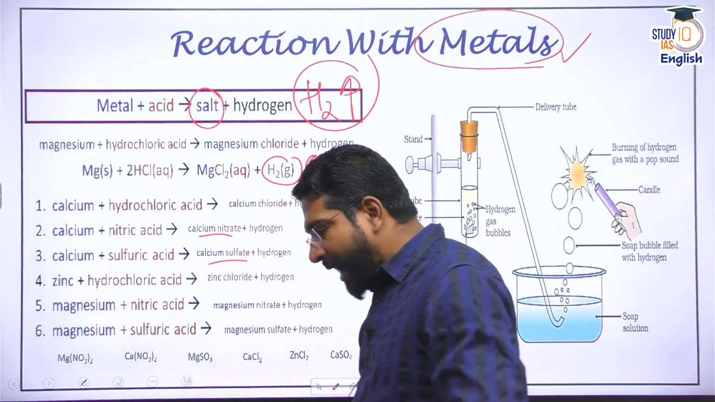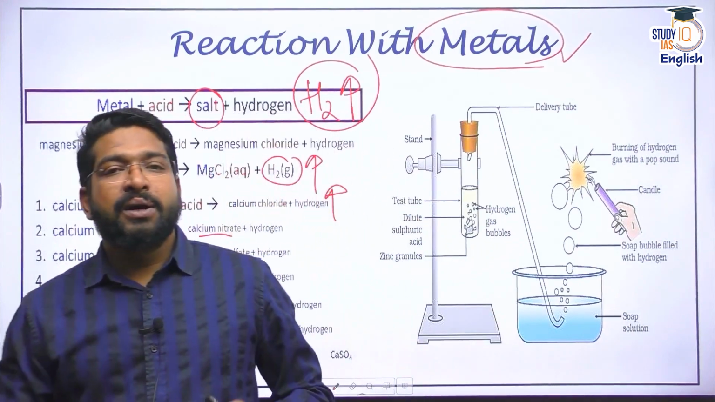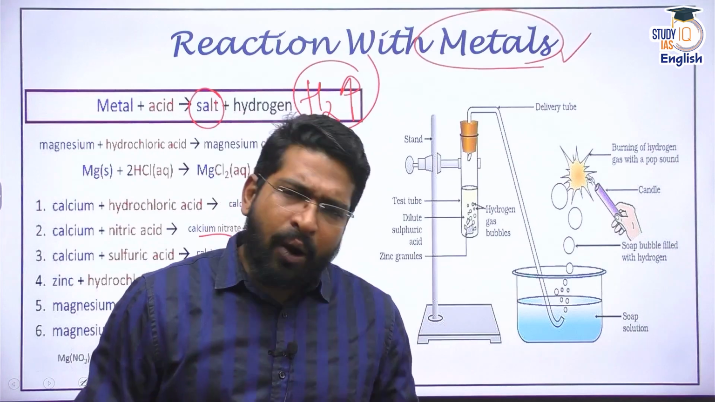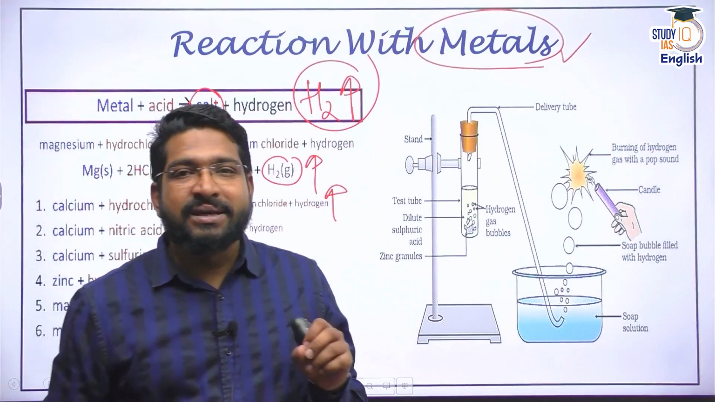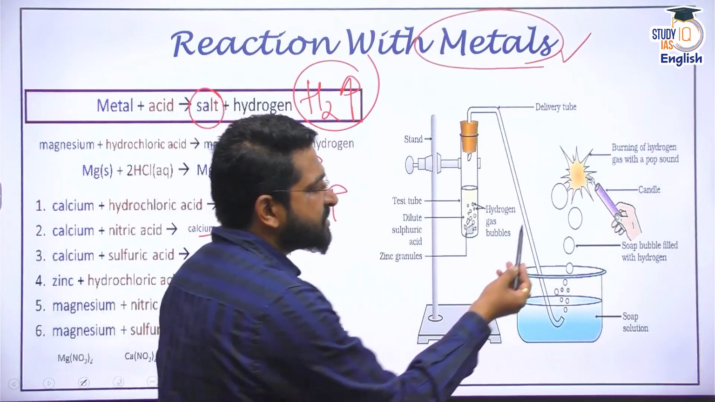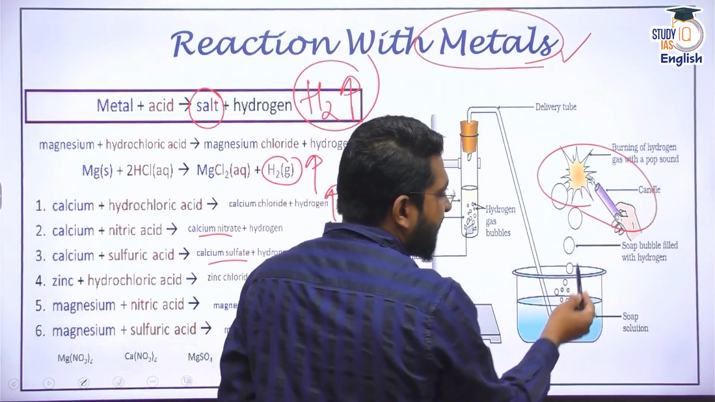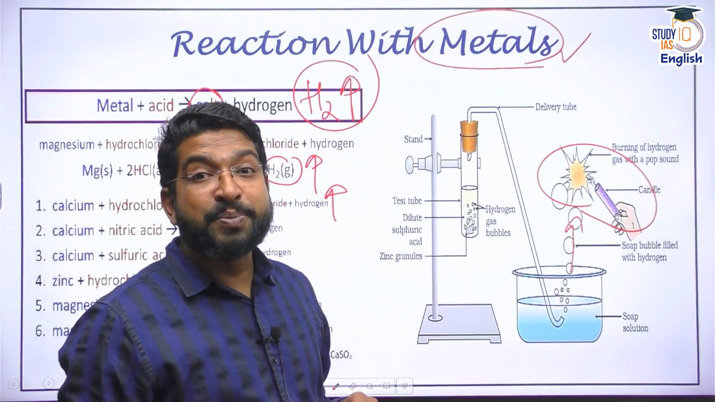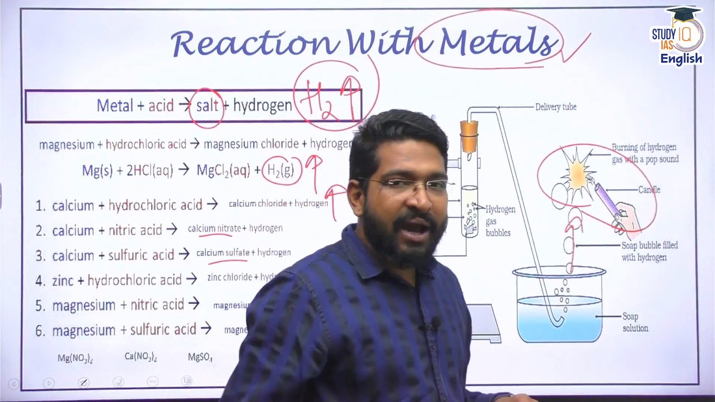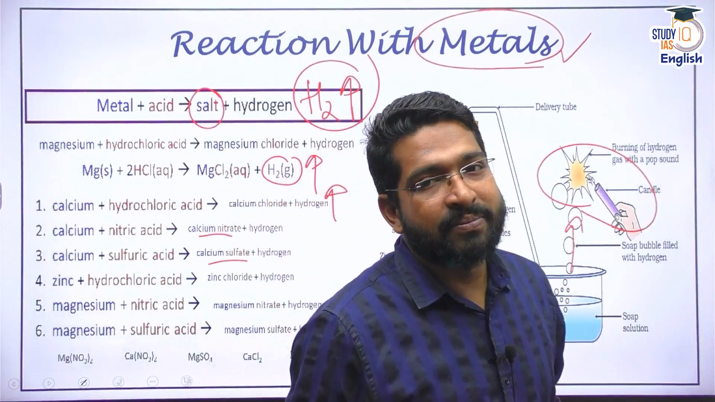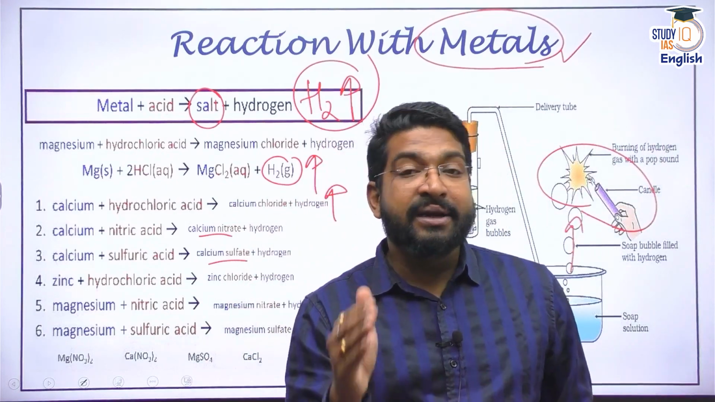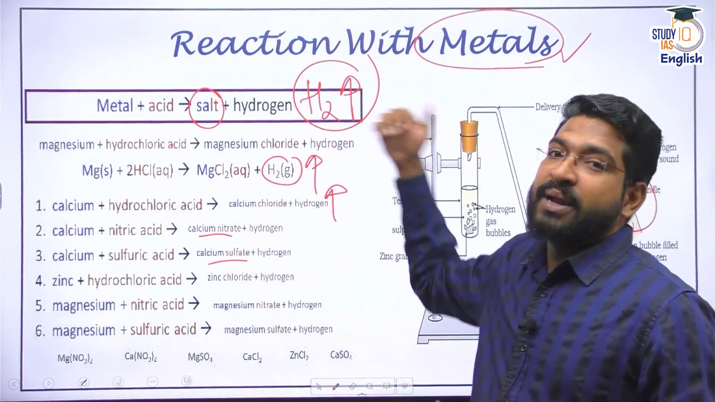So when you add acid and a metal, a salt is formed and hydrogen gas is released. How do I identify this hydrogen gas? Hydrogen gas can be identified by simply burning it. You simply hold a candle at the outlet here. Hydrogen gas burns with a pop sound. So you identify hydrogen is released. So the first thing we have established: acid plus a metal leads to a salt plus hydrogen gas being released.